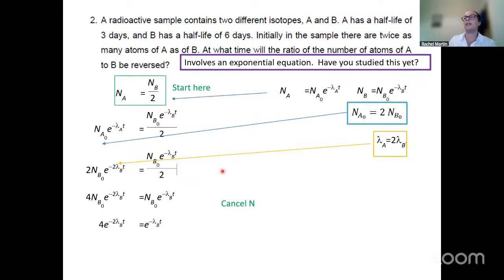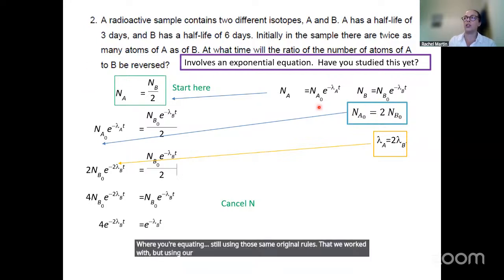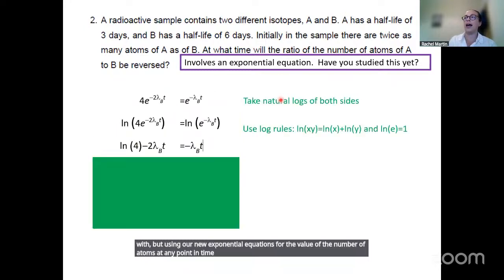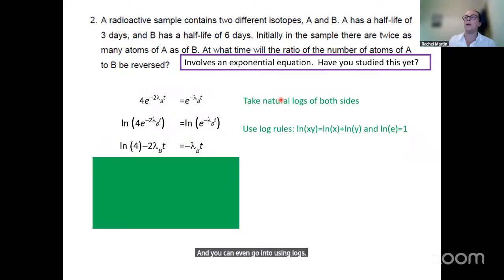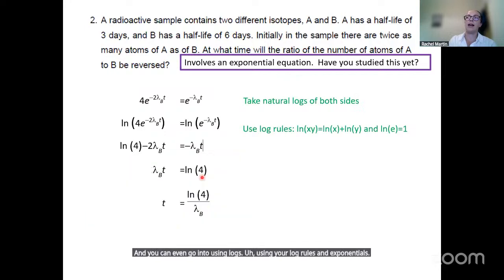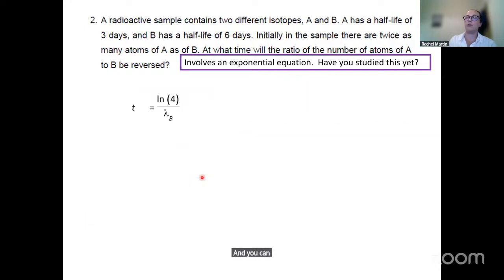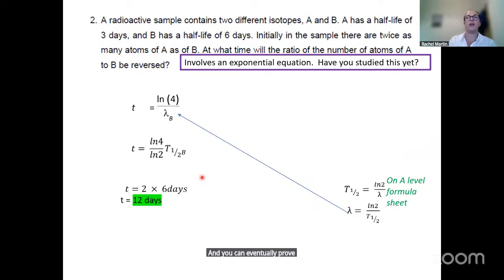where you're equating, still using those same original rules that we worked with, but using our new exponential equations for the number of atoms at any point in time. And you can even go into using logs, using your log rules and exponentials. And you can eventually prove that you get 12 days.